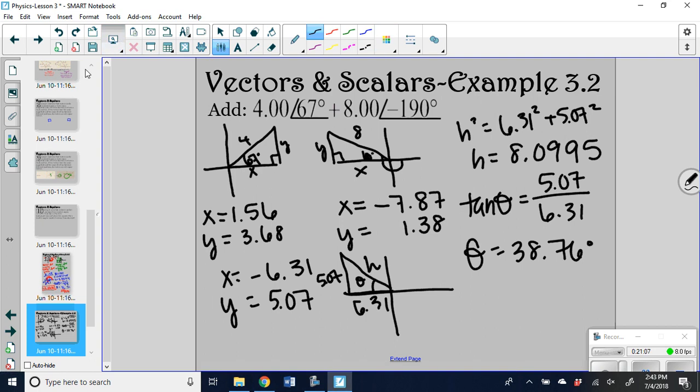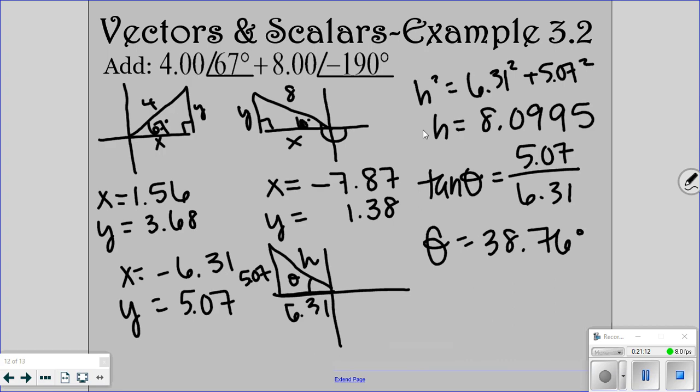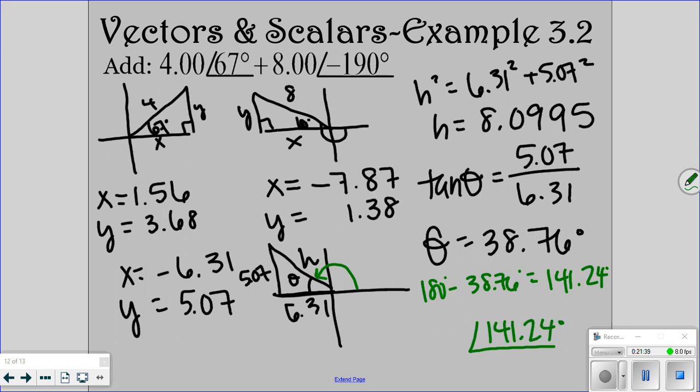And then from there, we need to figure out what our actual angle would be. So this angle here is the 38.76. But we are concerned with the angle to get to that vector, which is 180 minus 38.76, which is 141.24. So we know that our angle is 141.24 because we took out this part right here. Together, those two add up to 180.